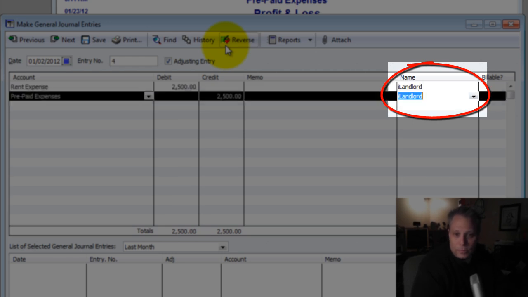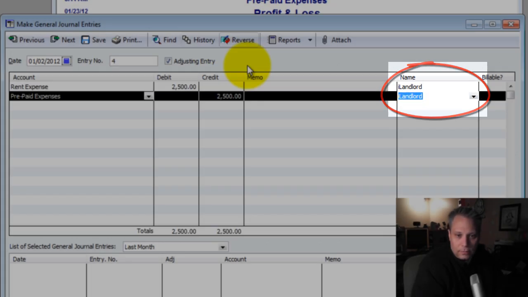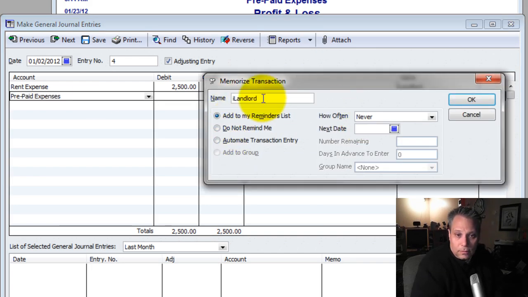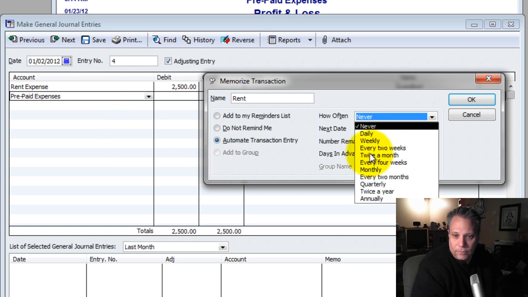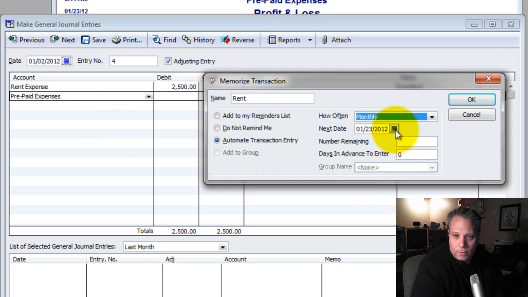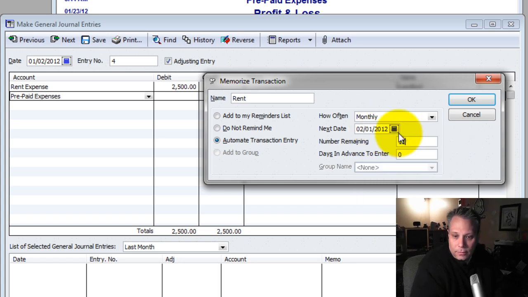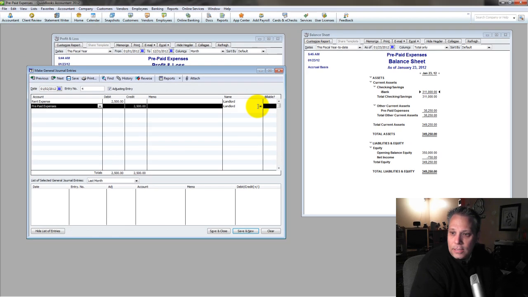And then we're going to automate this one. Memorize it. You can call it landlord, call it rent. Automate the entry every month. Next date would be February 1st. Number remaining 11. Same process. Okay. Save and close.